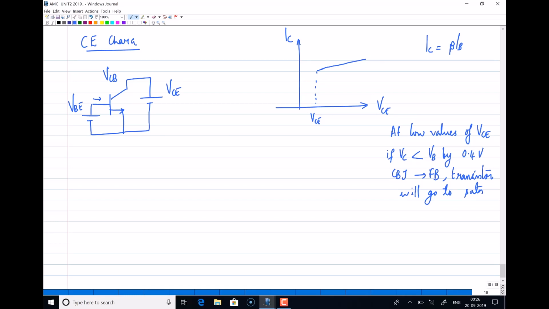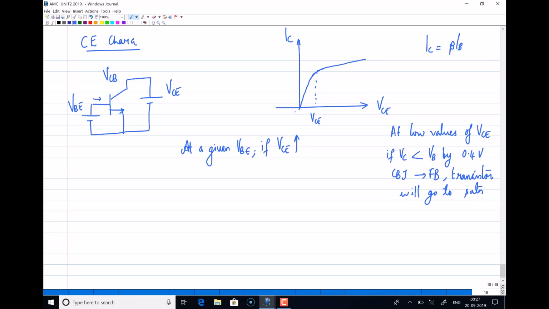So that means at a given VBE, if VCE, this voltage, increases, after this will drop. Now at a given VBE, if VC increases, what will happen? So if VC decreases, the transistor will move away from active, it will fall into saturation and the current drops.